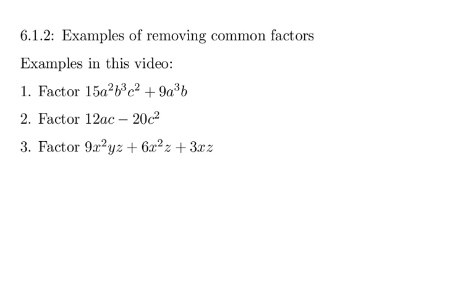On the first example, so let's scroll down. So the first one was factor 15a squared b cubed c squared plus 9a cubed b. Okay, well the first thing I want to do is list out the individual terms. So the first one is 15a squared b cubed c squared.